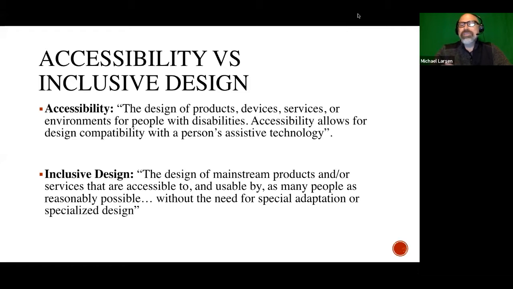Inclusive design has a similar goal, but it does it differently. It is the design of mainstream products and or services that are accessible to and usable by as many people as possible without the need for special adaptation or specialized design. So while accessibility focuses on being able to interact with additional technology, inclusive design does its very best to accommodate those differences without necessarily having to use additional technology.